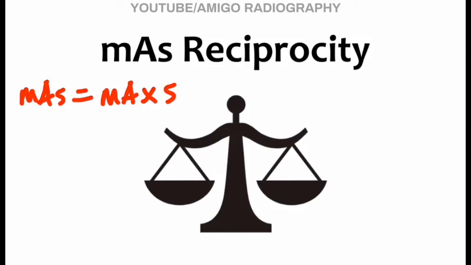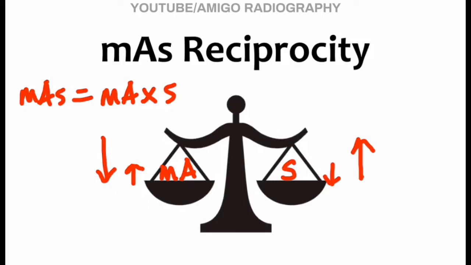So we can use the balance as an example. On one side, we have the mA, and on the other side, we have the exposure time. Reciprocity means that if mA increases by a certain amount, the exposure time must decrease by the same amount in order to maintain the same total mAs or the same total exposure. So the opposite would also be true. If we double the exposure time, we must decrease the mA by the same amount in order for the total mAs to be the same.